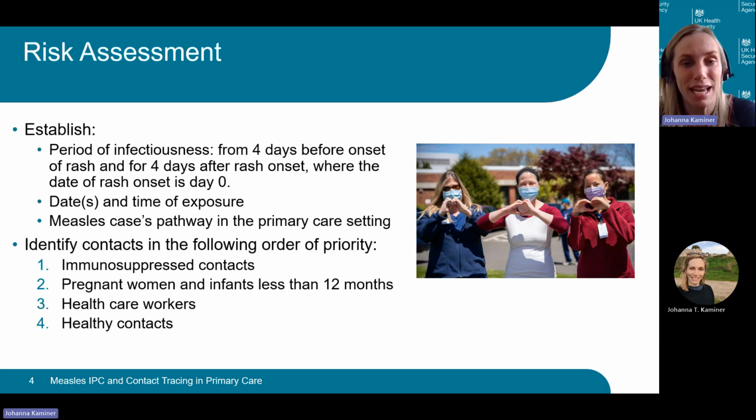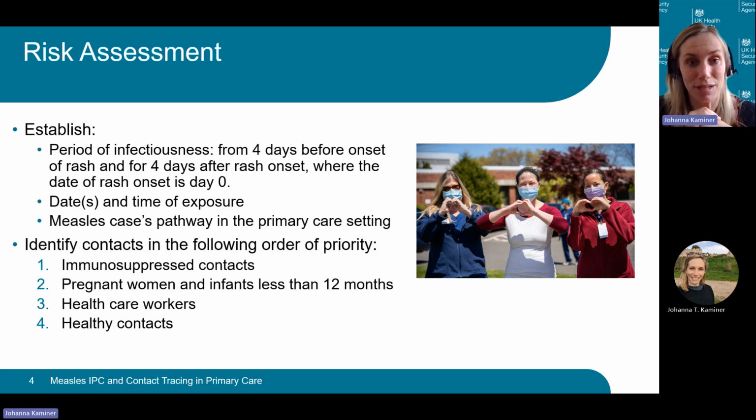What are the steps in terms of the risk assessment? Well, first of all, the period of infectiousness needs to be established. When we think about the date of rash onset as day 0, then the period of infectiousness would be from 4 days before onset of rash and for 4 days after rash onset.